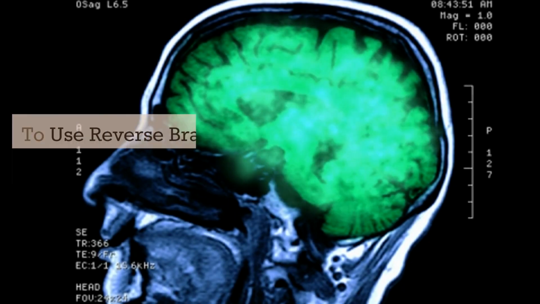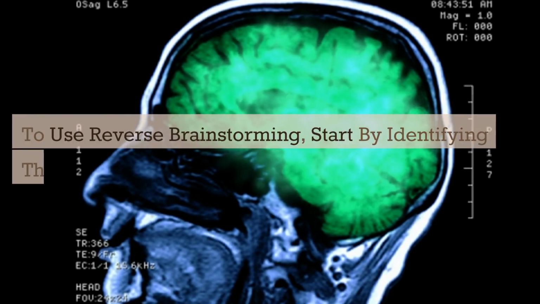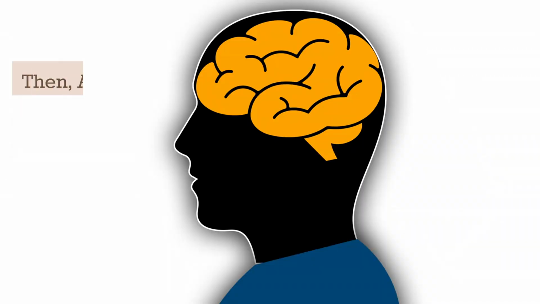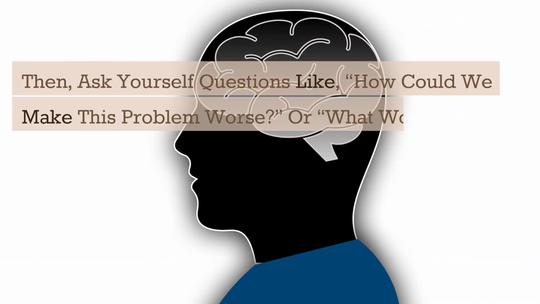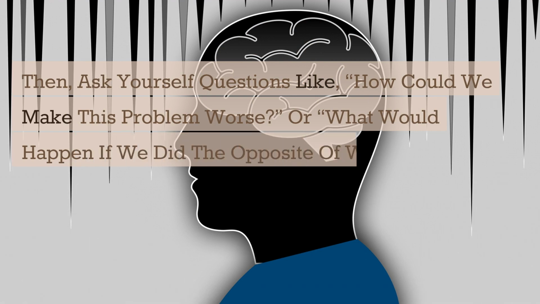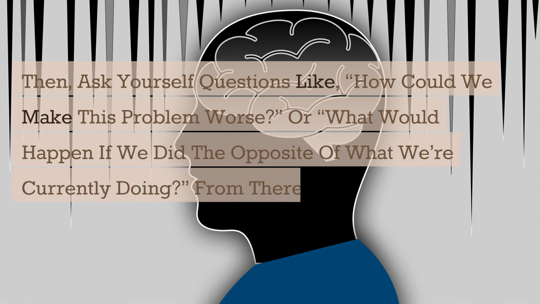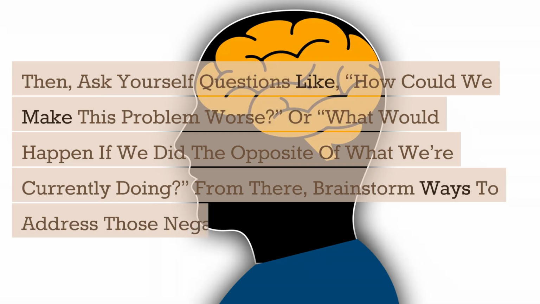To use reverse brainstorming, start by identifying the problem you want to solve. Then ask yourself questions like, how could we make this problem worse? Or, what would happen if we did the opposite of what we're currently doing? From there, brainstorm ways to address those negative scenarios.